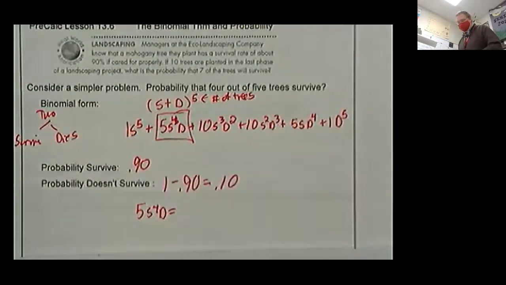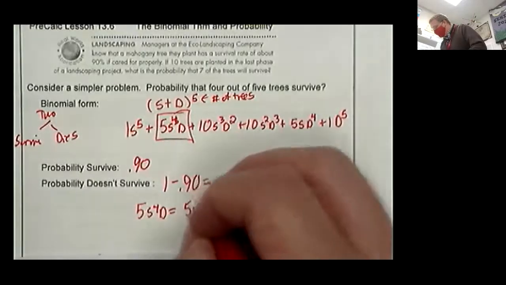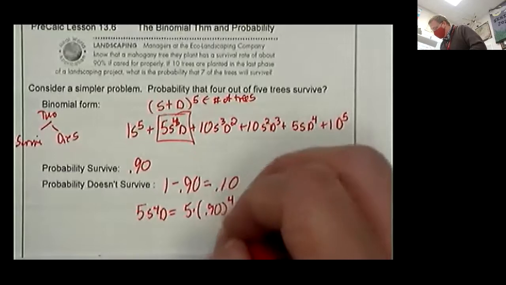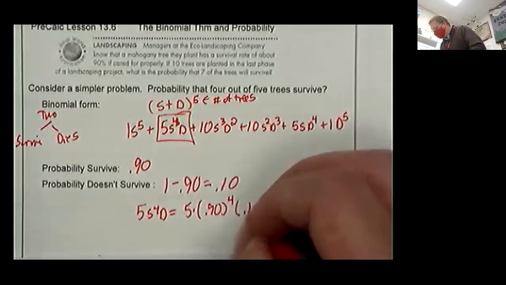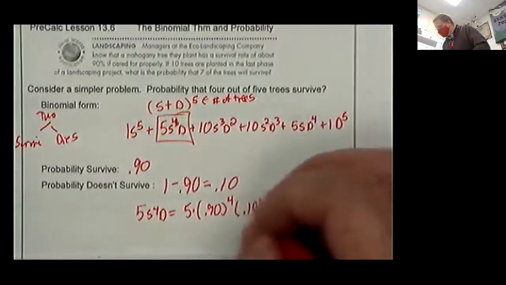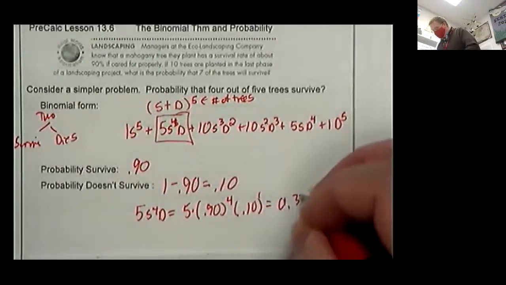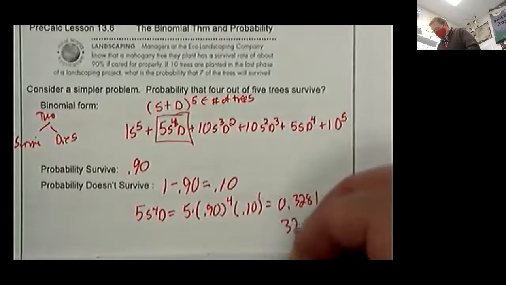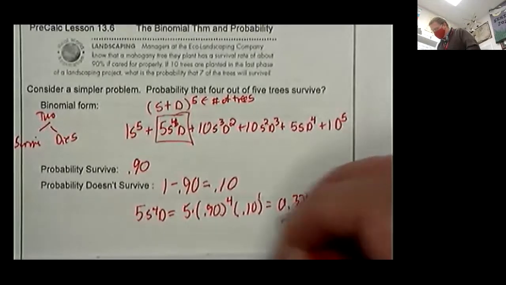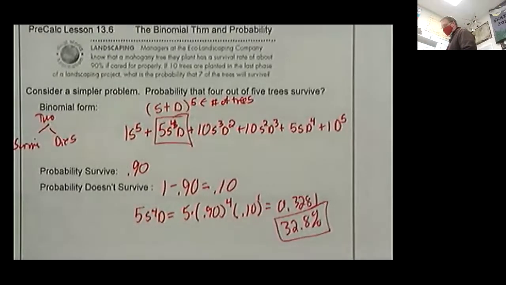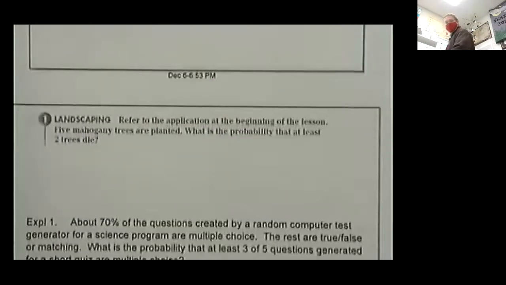And we're just going to plug in our numbers. This is 5. The probability that a tree survives is 0.90. There's 4 of them times the probability a tree dies. That's 10% to the first. We're going to multiply that out, and that is 0.3281, or about 32.8%. So there's a 32.8% chance that 4 trees survive and 1 tree dies. That's our expansion of binomial.